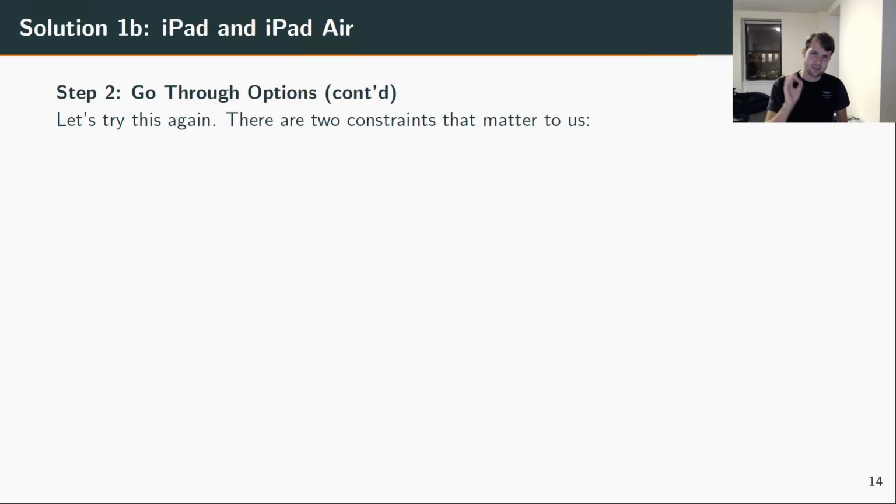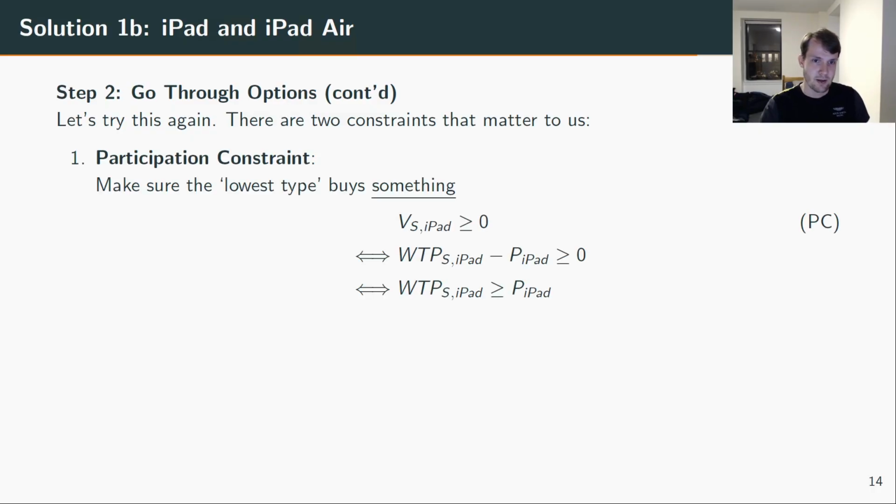To get to the segmented pricing solution, we have to basically pay attention to two equations. This is a bit more advanced, but it might help you think about these problems in a more structured way. The first is the participation constraint. This just means that the lowest type, lowest here meaning lowest willingness to pay, and I'm not saying that students are low types otherwise, but that's just how they're called in econ, we have to make sure that they buy something.